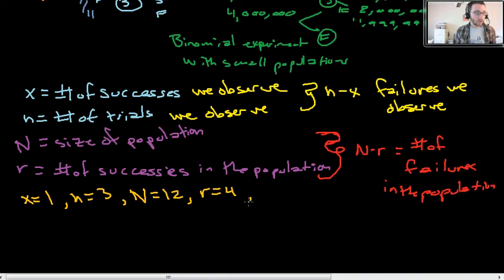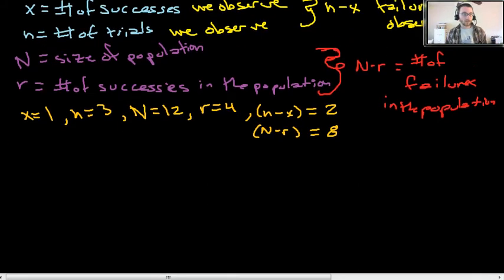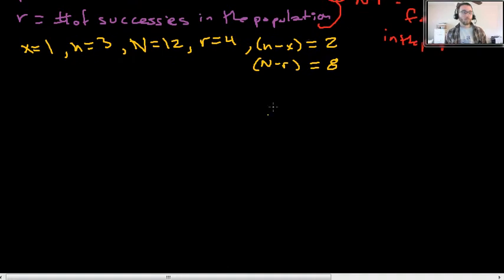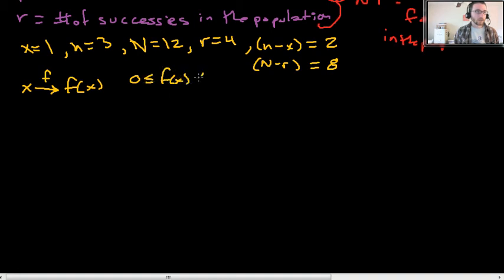This implies that there are n minus x failures we want to observe, and big N minus r, 12 minus 4, 8 failures in the population. So these are all the values we want. Once we know these things, what we want to know then is the probability of observing a given value of x. And so we're going to have a probability distribution function. f spits out another number when we give it an x. This is going to be a probability, so 0 is going to be less than or equal to f of x, which is going to be less than or equal to 1 in every case. And this is that probability distribution.